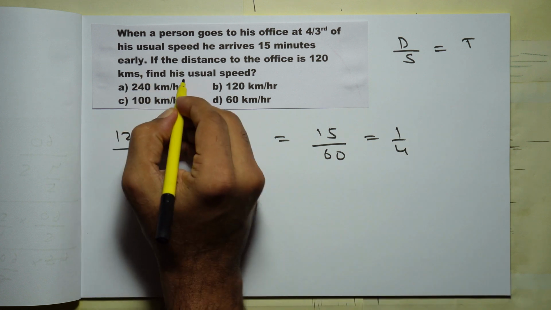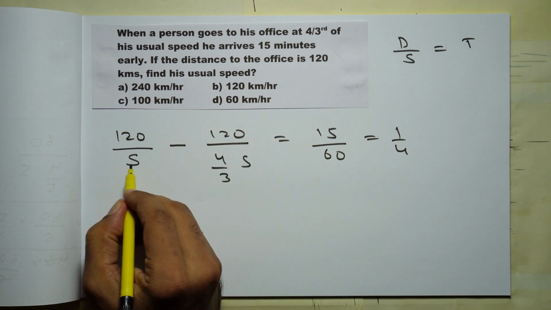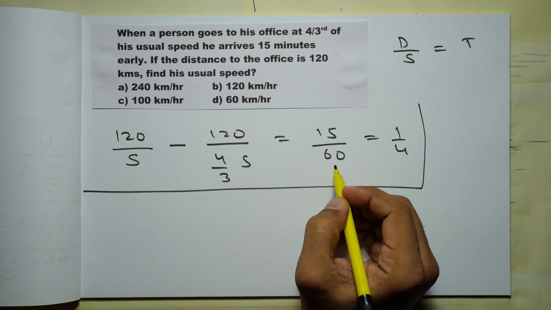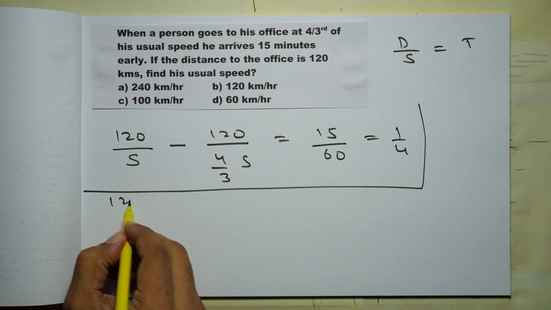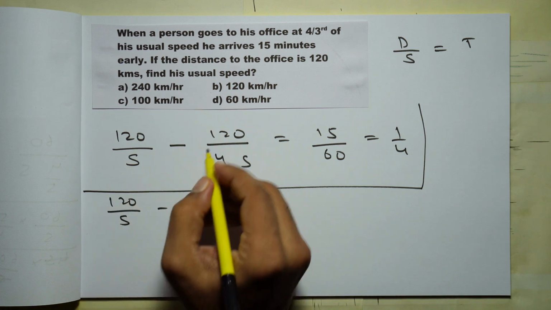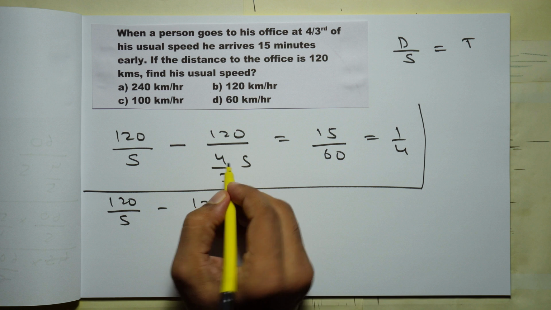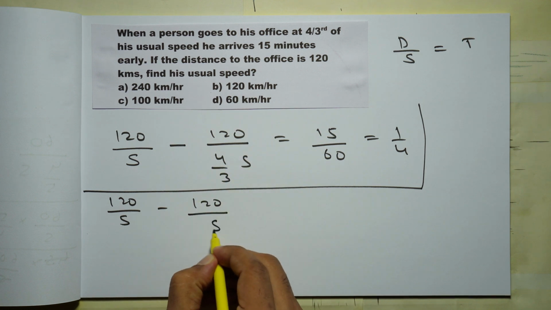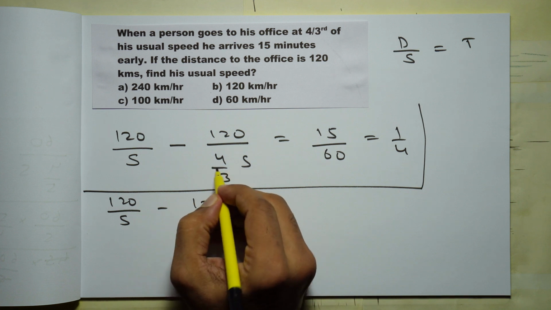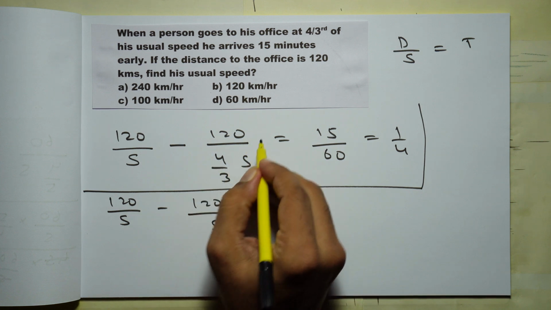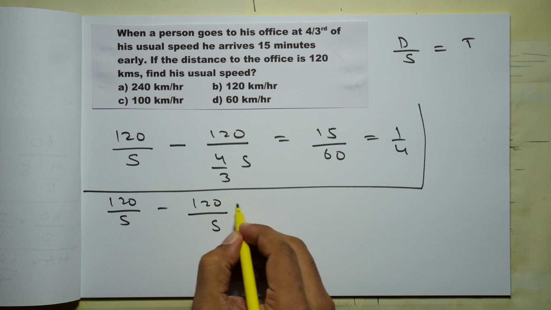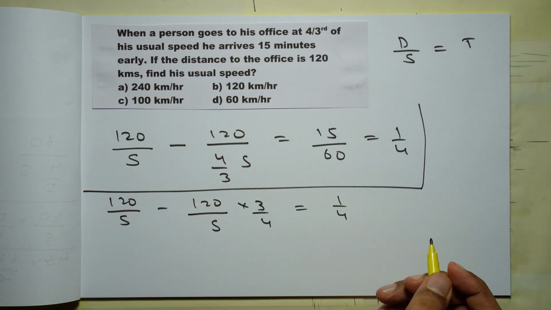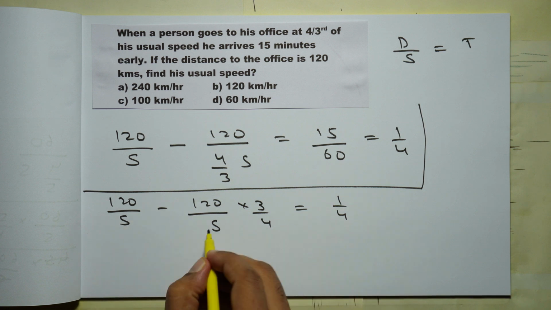Now the question is find his usual speed. So s is what we need to find out. So we can calculate s from this equation. I'll just rewrite this equation. So 120 by s. 120 by 4/3, I'll just bring it to the numerator. So this s, I'll leave it as it is. When you bring the denominator to the numerator, you will have to take the reciprocal. So it will be 120 into 3/4. That is equal to 1/4. We just need to solve and calculate the value of s.